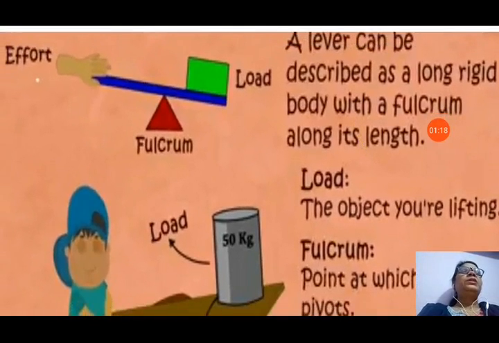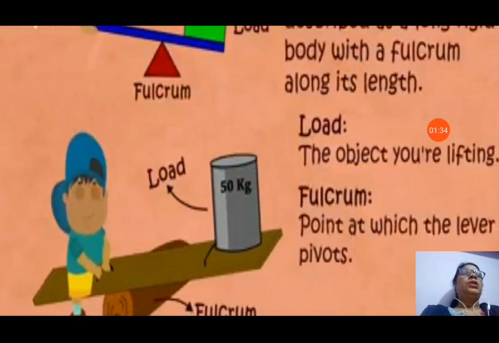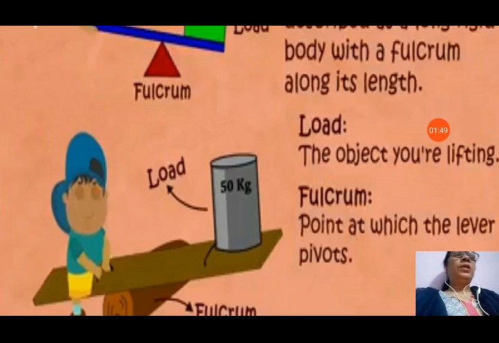A lever can be described as a long rigid body with a fulcrum along its length. So in this, a long rigid body, that is a rod-like structure that moves from a fixed place. That place is known as fulcrum. And the load is the object which we are lifting or which we are moving. Fulcrum is the point at which the lever pivots, that means where the lever moves, that point is called fulcrum.